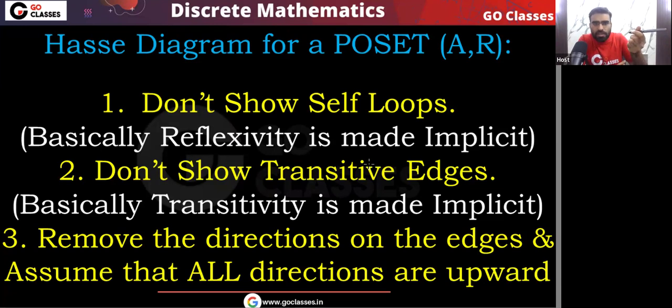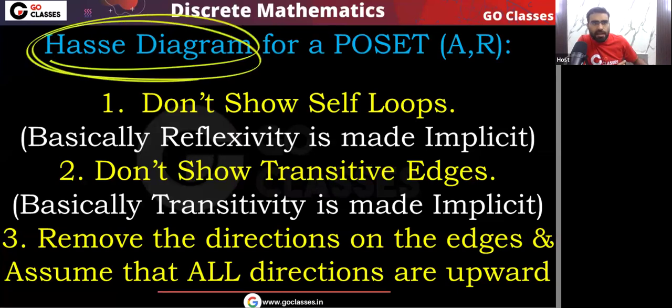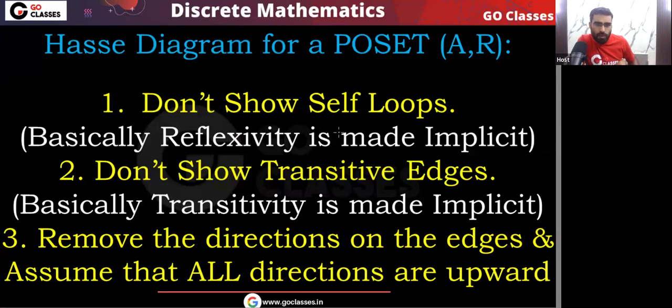Yes or no? Of course you have a pen. That is implicit. You are not showing it. You are not doing the show off. That is implicit. We are not showing it. So remember, in the hash diagram, we are not showing the reflexive property. So the reflexive property we are making implicit. Okay, so very simple point.